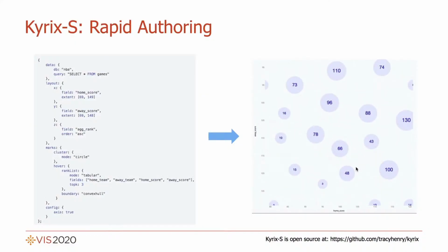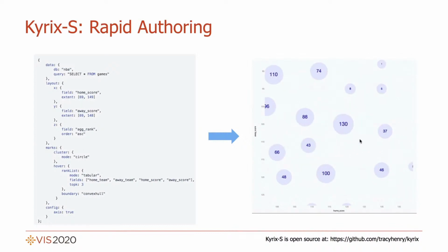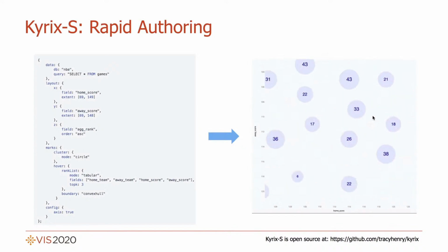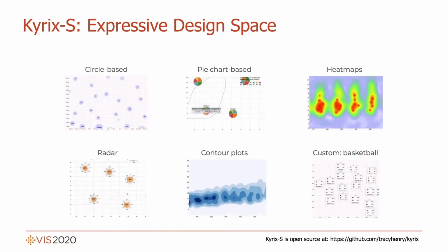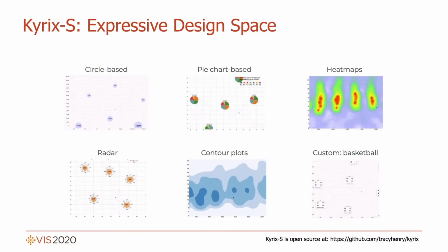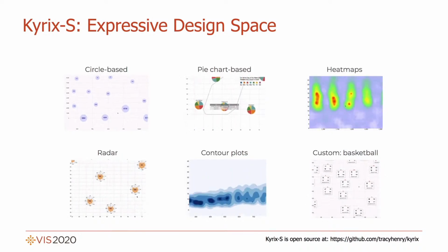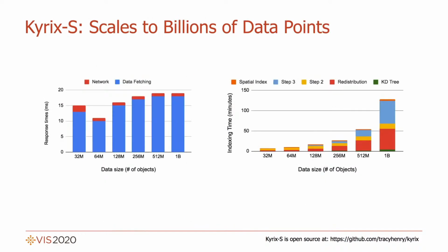CarxS is an authoring system which enables rapid creation of zooming-based scatter plot-like visualizations in just tens of lines of JSON. We contribute a declarative grammar for such visualizations, which captures a large design space. By working with multi-node database spatial indexes, CarxS enables interactive browsing of billions of data points. Come listen to our talk to learn more.